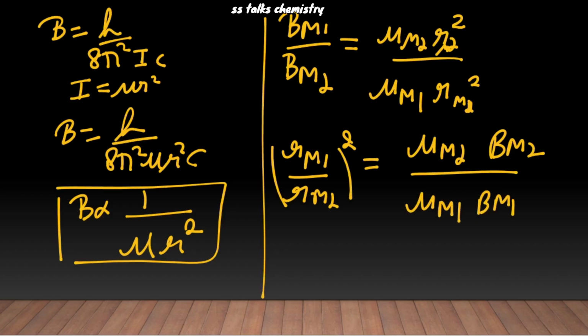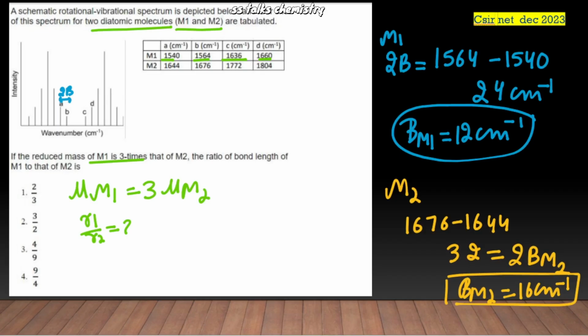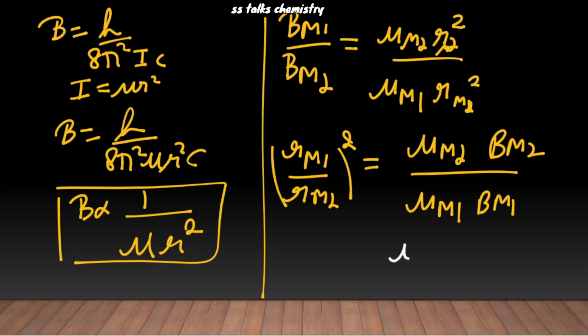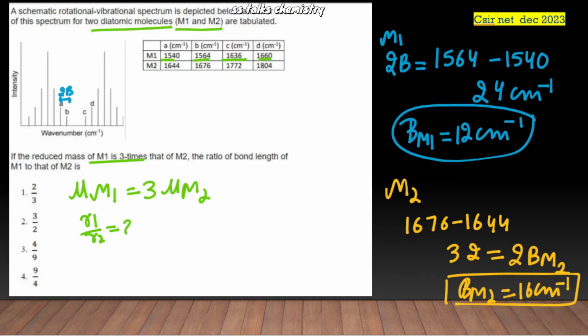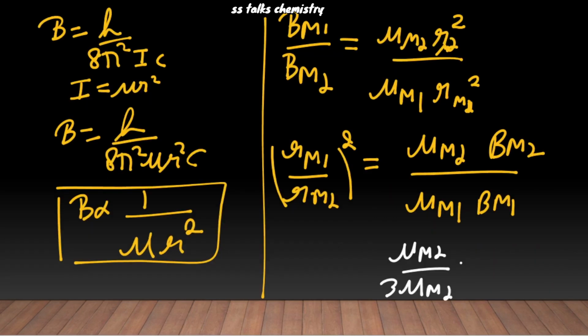Now just substitute the relationships and the values we have found. Mu of M1 is 3 times mu of M2. So mu M2 upon 3 times mu M2, into B for M2, which we got as 16, and the value for M1, which we got as 12. So mu M2 cancels out, and 4 4s are 16, 4 3s are 12. So it comes out to be 4 by 9.